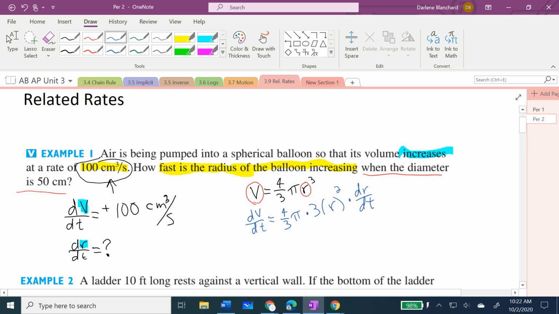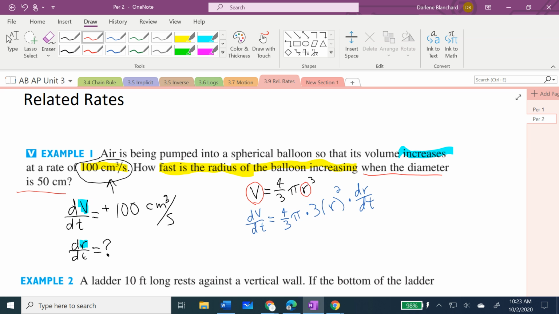As soon as you've done that, the problem's almost done. It's a matter of plug and chug. And that's step 4: just plug in the information. Now you can put in the when.